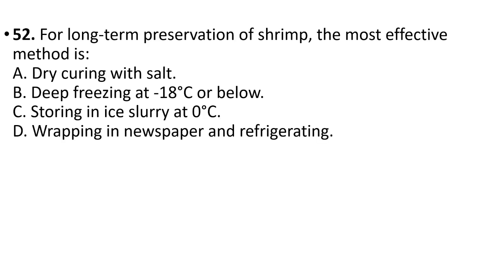52. For long-term preservation of shrimp, the most effective method is dry curing with salt, deep freezing at minus 18 degrees Celsius or below, storing in ice slurry at 0 degrees Celsius, wrapping in newspaper and refrigerating. Here easily you can conclude the answer is option B, deep freezing at minus 18 degrees Celsius or below.